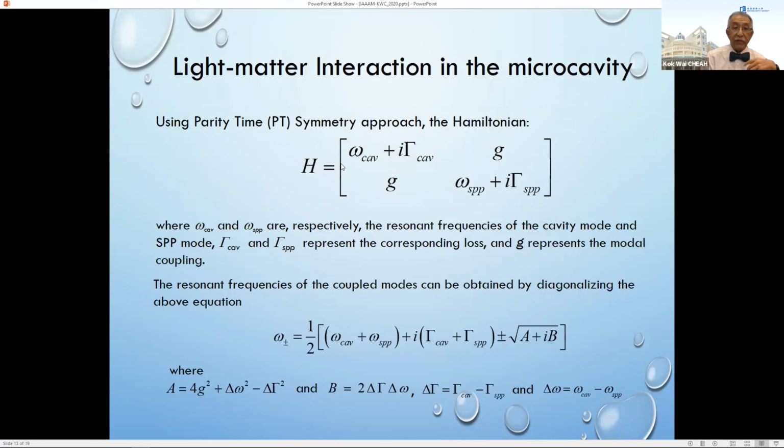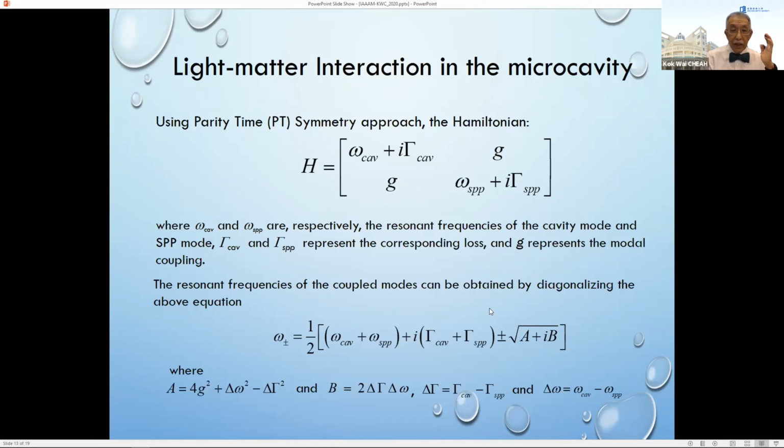We can get the resonant frequency of the coupled modes by diagonalizing the Hamiltonian, and that will be the equation we have here, where A is this, in terms of delta omega and delta gamma, and B is again also in terms of delta gamma and delta omega, where delta gamma is the difference of the loss of the cavity to the SPP, and delta omega is the difference of the resonant frequency of the cavity and the SPP. So very much is governed by A and B.